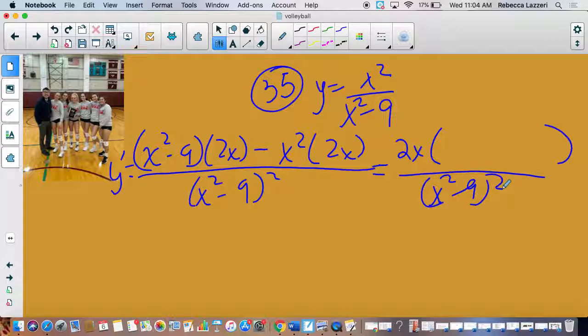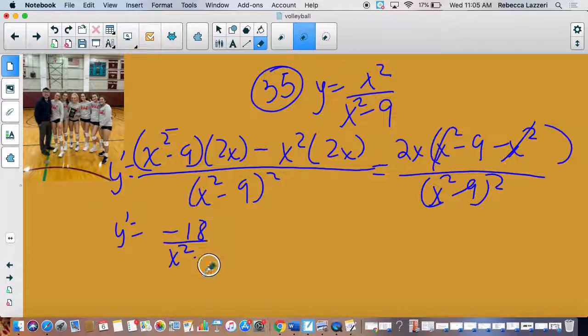Alright, if I take a 2x out of the front, it leaves me x squared minus 9. And if I take a 2x out of the back, and if you didn't do this, isn't this nice? It's wonderful, okay? So I know my first derivative is negative 18x over x squared minus 9 squared.